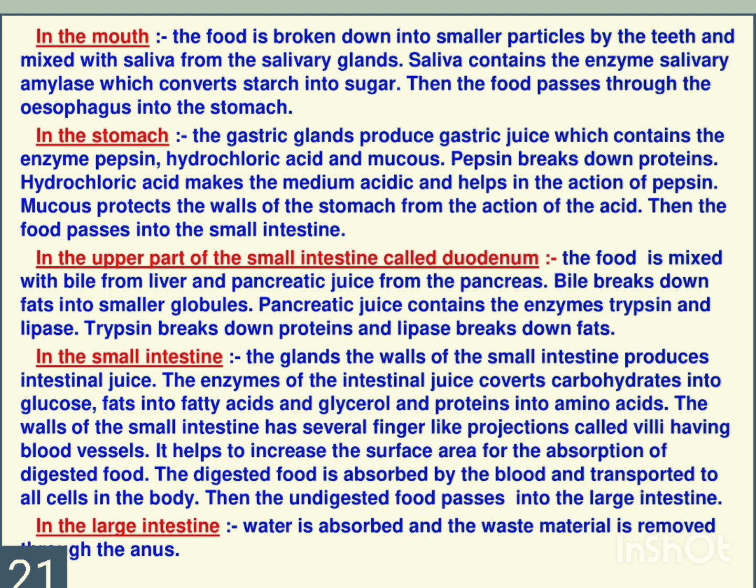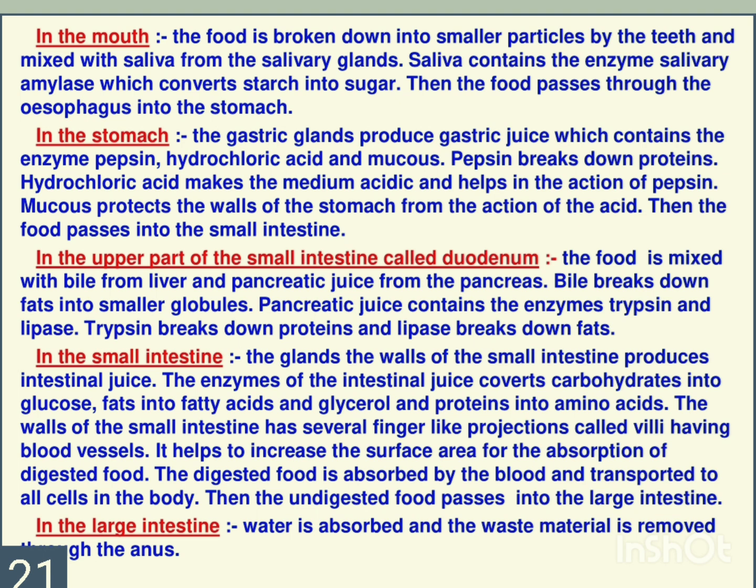Once it enters the small intestine, the food is mixed with the bile juice. Bile juice is secreted by whom? The liver secretes the bile juice and the pancreas secretes pancreatic juice. Bile juice breaks down fats into small globules. Pancreatic juice contains the enzymes trypsin and lipase. Trypsin breaks down proteins and lipase breaks down fats.